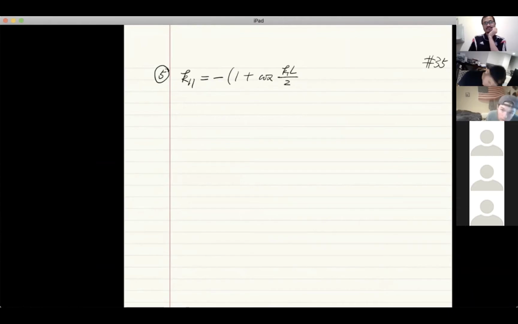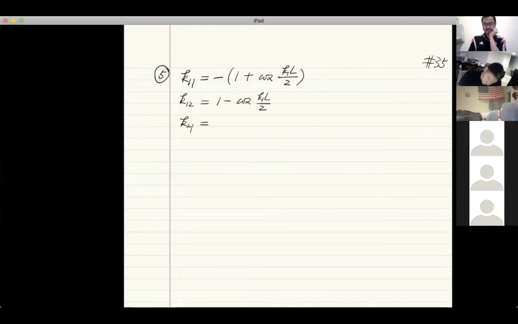We just evaluate it. But I would like to give you the expressions of K11, K12, K21 and K22. The expression K11 is negative of 1 plus cosine K1 L over 2. And K12 is 1 minus cosine K1 L over 2. K21 is a little bit complicated.